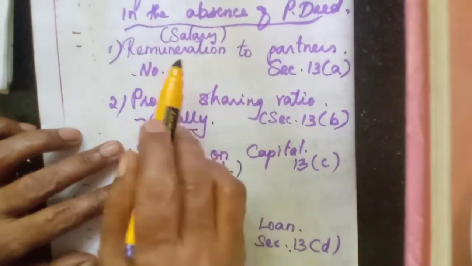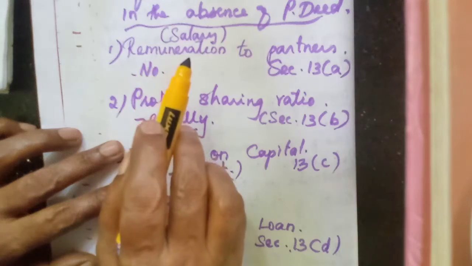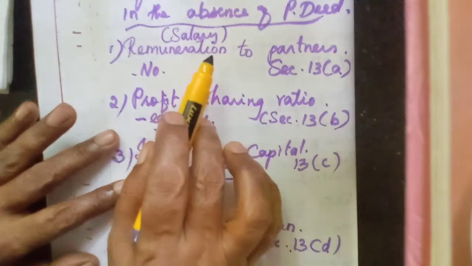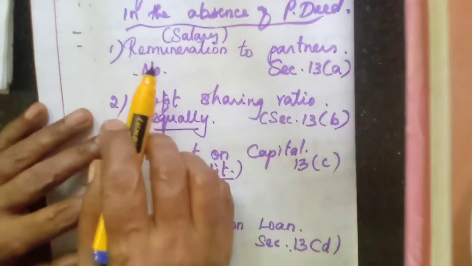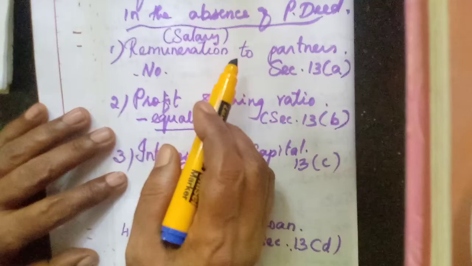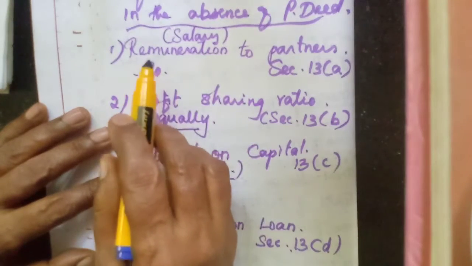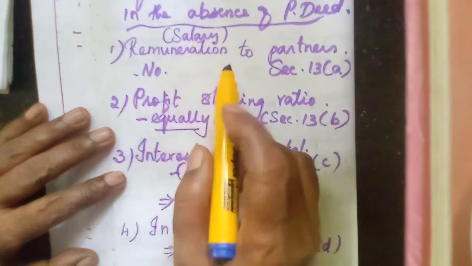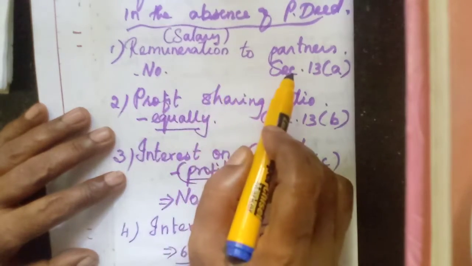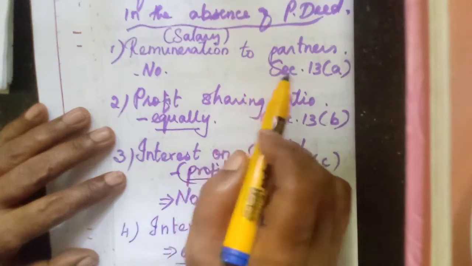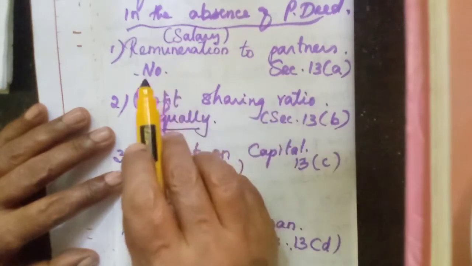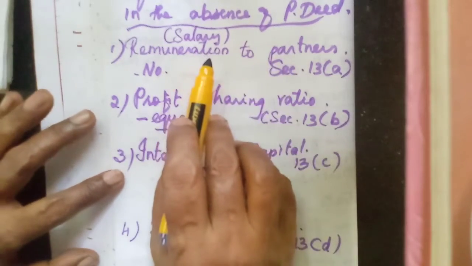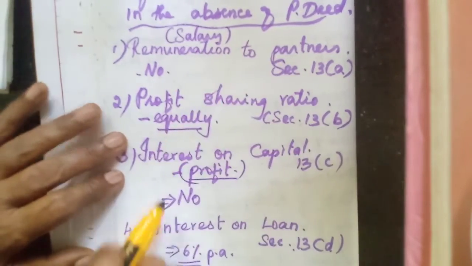Before that we should know what we have to do if the partnership deed is silent, that means nothing is mentioned about that particular item in the deed. First one, salary to the partner. In the deed we have studied that salary should be given to the full-time worker. Under the Partnership Act 1932, section 13A, no remuneration is given to any partner if the partnership deed does not state anything about salary.